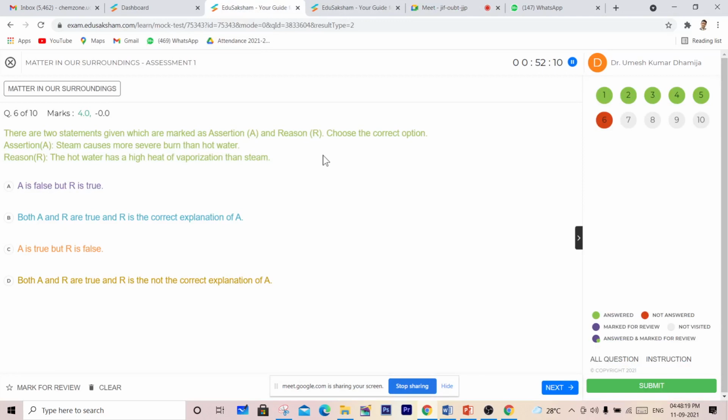Yes, Nipul. Okay. Assertion statement is correct. Yes or no? Assertion is true. Have you practically observed this? Okay, steam causes more severe burn, right? And the reason is the steam has more heat content, right? It is not enthalpy of vaporization. So A is true, but R is false.